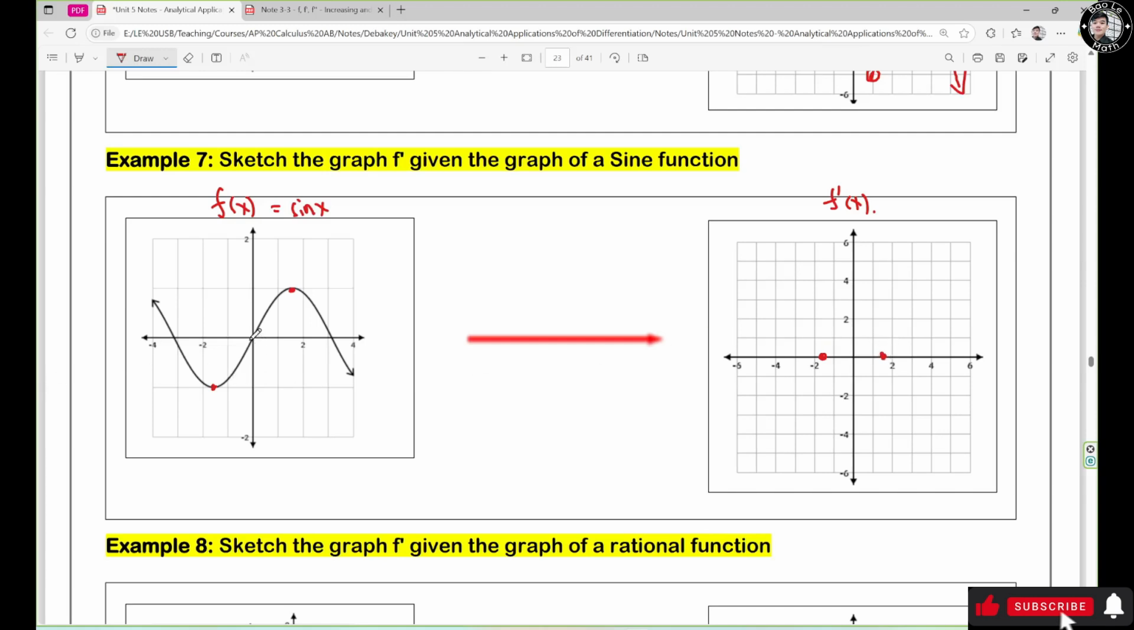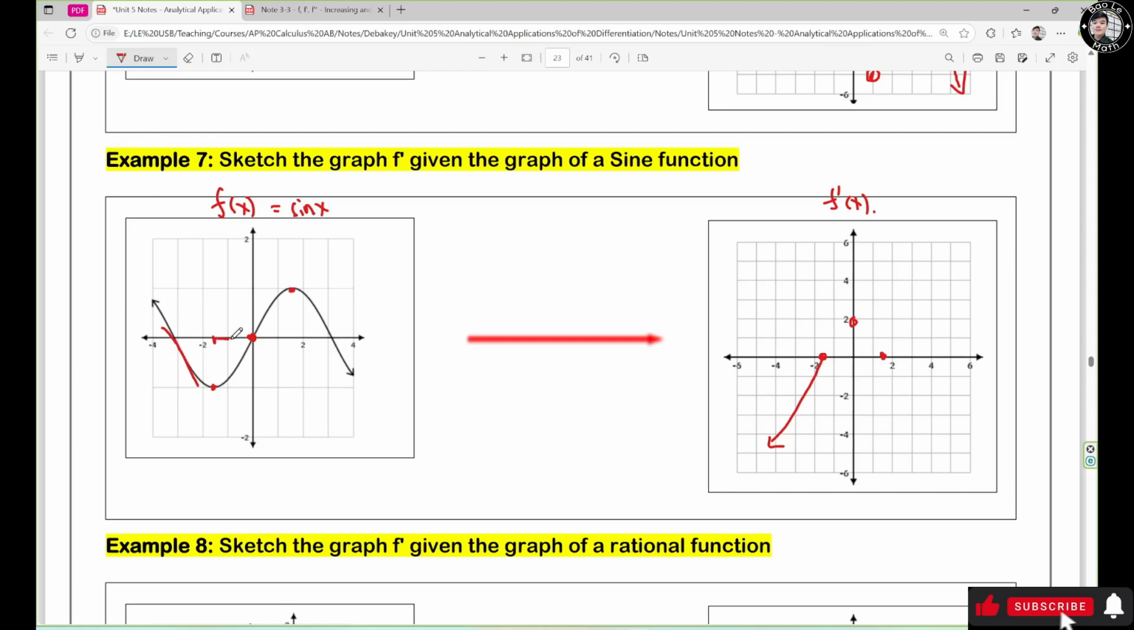Alright, and the point of inflection right here becomes the maximum, right? So it could be somewhere right here. Now I need to draw the tangent line of this guy, and I know that the slope of the tangent line is negative, right? So it should be below the axis, right? So it could be something like this.